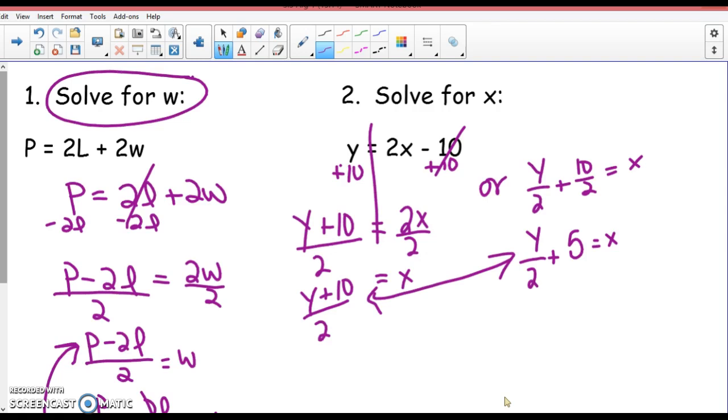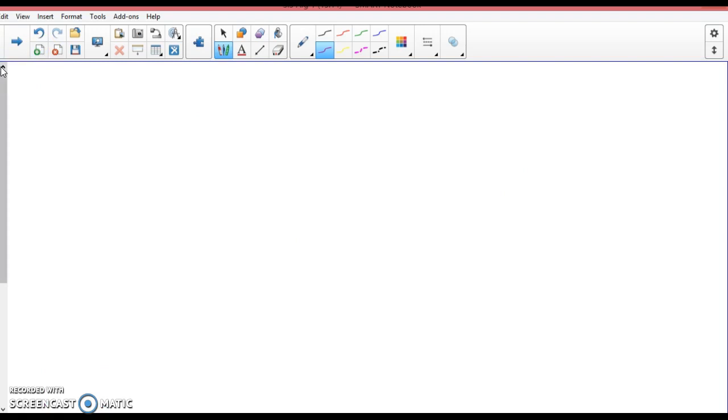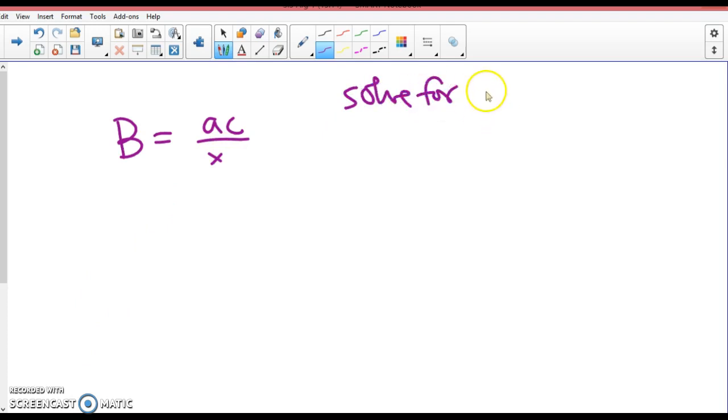I'm going to make up another one. I'm just making this up. This formula means nothing except in Terezi's little pea brain. Okay? B equals AC over X. And I want to solve for A. Write that down. B equals AC over X. And I want to solve for A. So that means I need to get A alone.